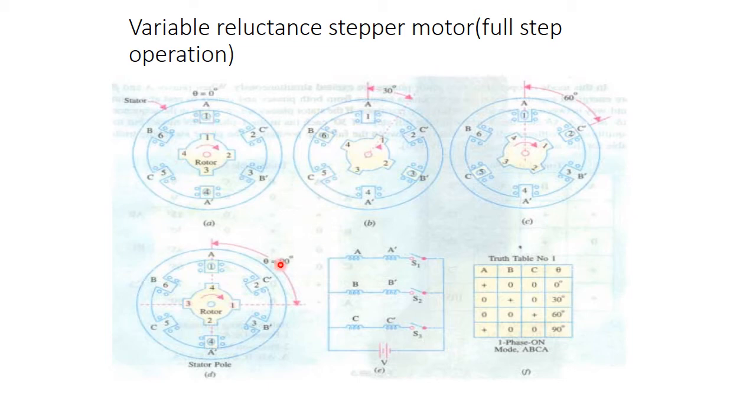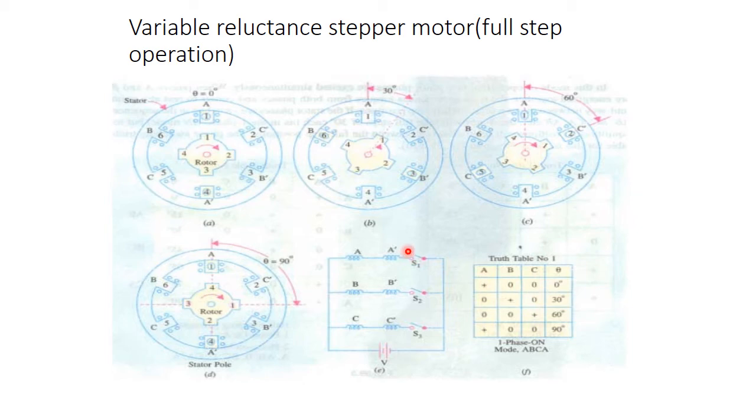In the construction view, we have 3 stator windings: A and A dash, B and B dash, C and C dash. The positions are represented as 1, 2, 3, 4, 5 and 6. This is the rotor, which has rotor teeth in positions 1, 2, 3 and 4. When the stator coil A dash is energized, rotor positions 1 and 3 will be aligned with stator positions 1 and 4, which means it will be at exactly 0 degrees.